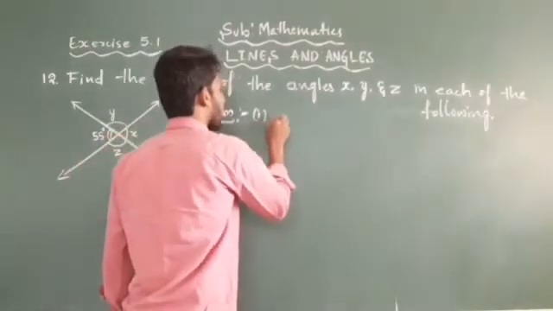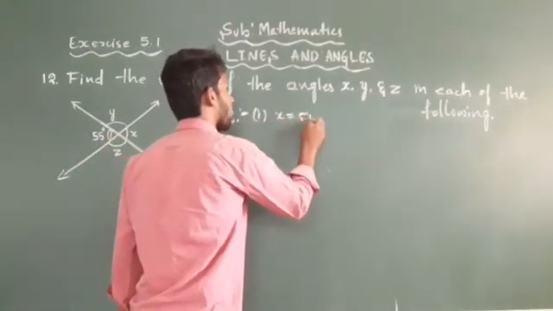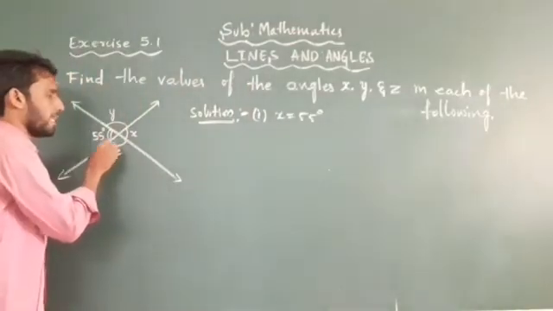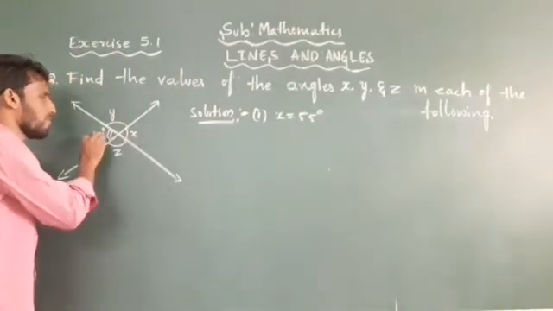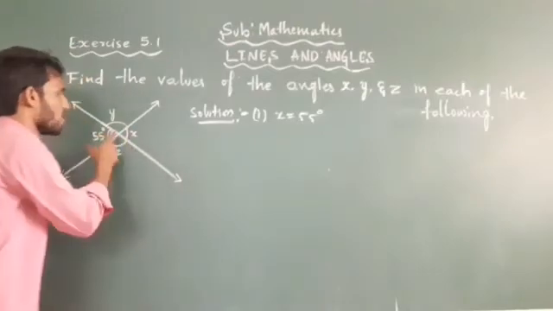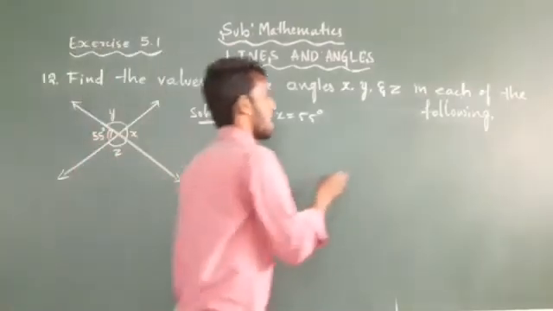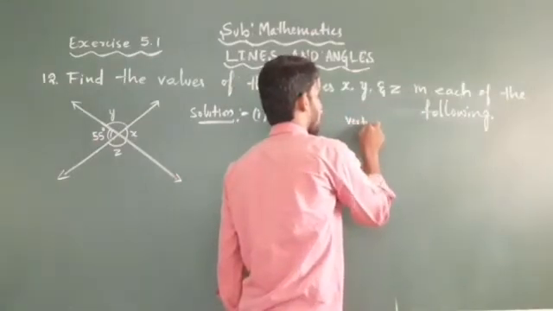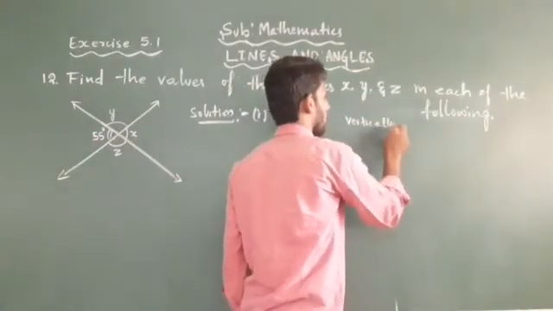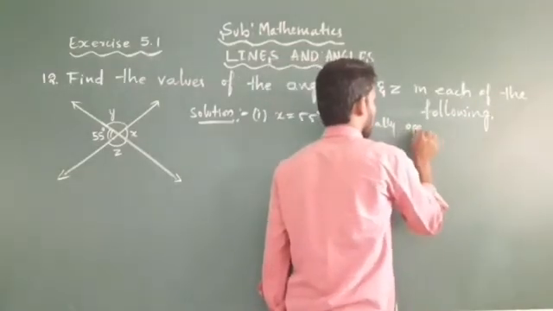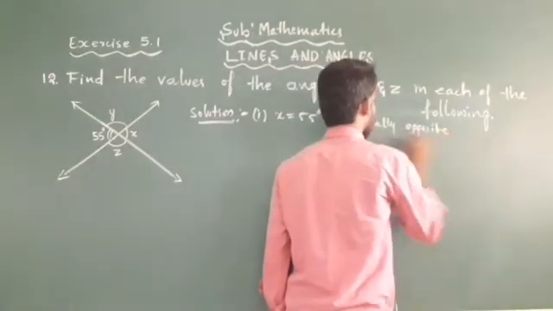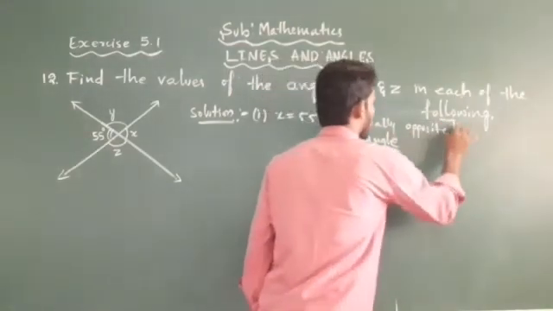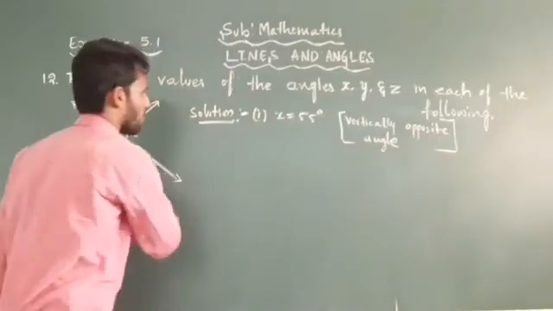Given here x is 55 degrees. In this figure you observe x is 55 degrees because vertically opposite angles are always equal. Here is a vertically opposite angle, so x is equal to 55.